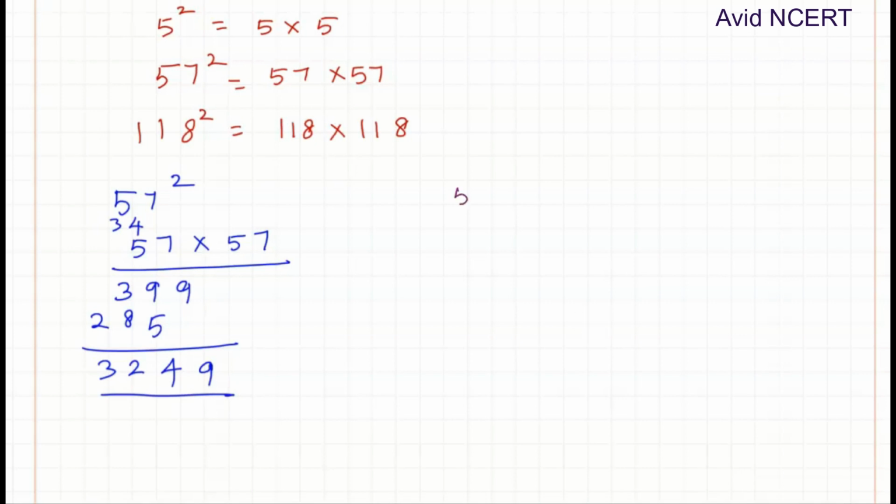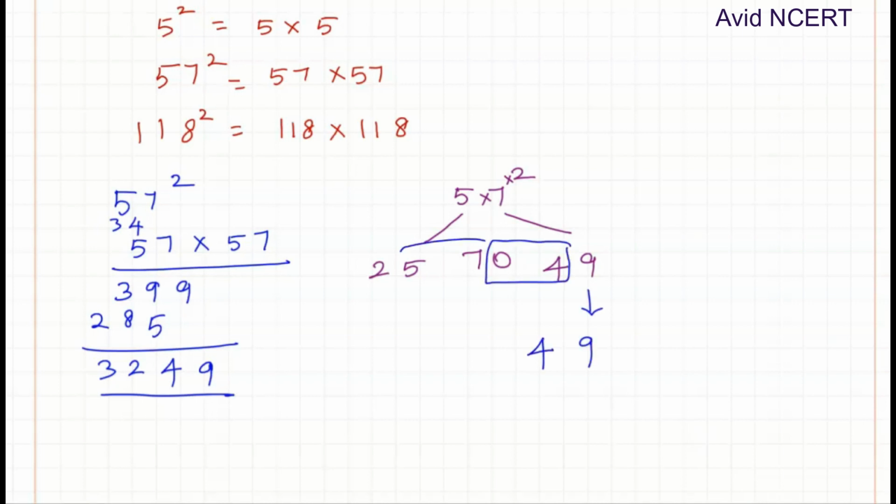The next method for 57 square: 5 square is 25, 7 square is 49. Then 5 times 7 times 2, where 5 times 7 is 35, and 35 times 2 is 35 plus 35, which is 70. Now write this once as it is, 9. 4 plus 0 is 4, 7 plus 5 is 12, so 2 carry 1. So this is the other method of finding the square.